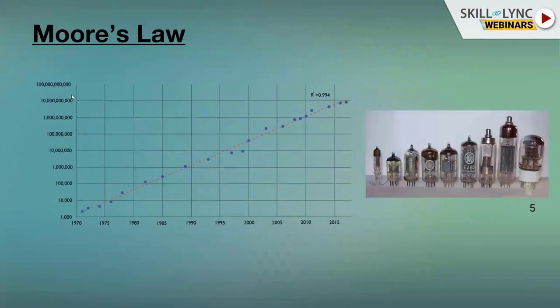Gordon Moore, a founder of Intel, gave us a law which says that the transistors in a dense IC double every year. Like in 1970, there were close to 1,000 transistors, but by 2015, the number had grown exponentially, doubling every year. This is possible only because of the evolution of transistors.